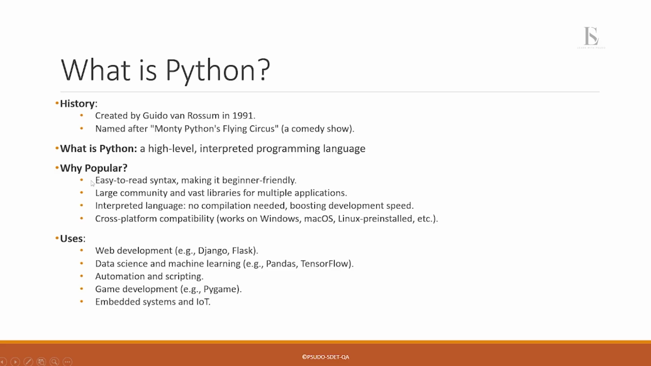Why popular? Easy to read syntax, making it beginner friendly, because most of the Python language is like normal English. If you want to print something, you just have to write print. Whereas in C, C++, Java, there are different sets of commands that you have to write, say cin, cout, and then System.out.print. There is also a large community and vast libraries for multiple applications.